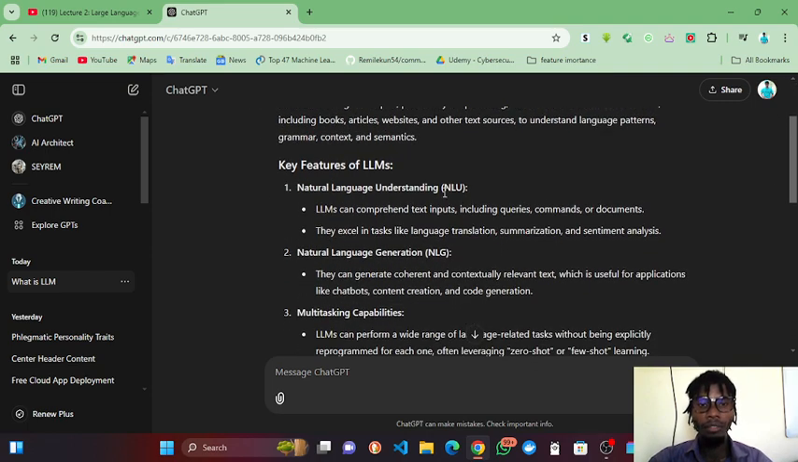Now, some of the key features of LLMs is that they have natural language understanding. That is, they can understand human languages naturally because they were trained using human language data. And that is the whole essence of machine learning, deep learning, and reinforcement learning, generally AI.